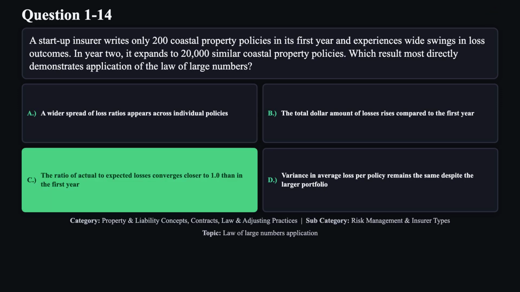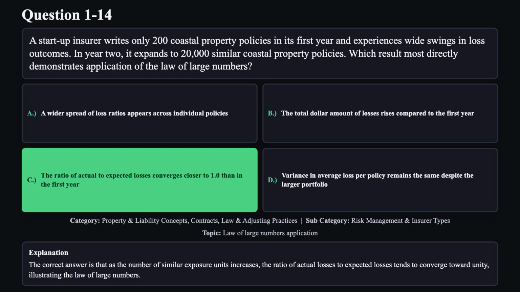The correct answer is C. The correct answer is that as the number of similar exposure units increases, the ratio of actual losses to expected losses tends to converge toward unity, illustrating the law of large numbers.